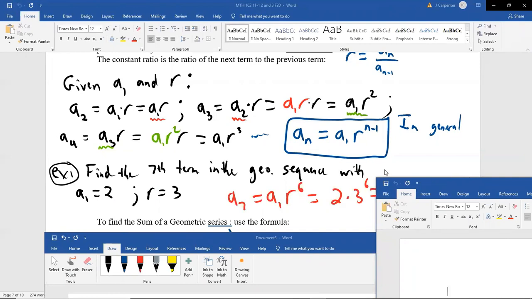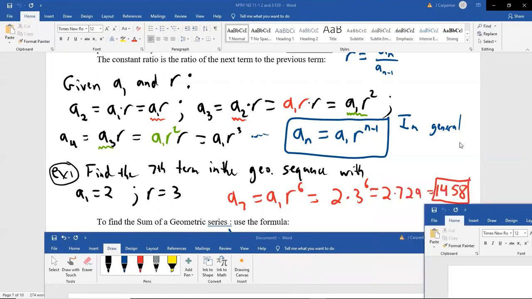Now, please remember, 2 times 3 to the 6th, you cannot take the 2 times 3 and call that 6 to the 6th. PEMDAS does not work that way. You have to do the exponential part first, then double it. 3 to the 6th turns out to be 729. Please show that in your own calculator. And then 2 times 729 would be 1458. That is a ridiculously easy thing to do.